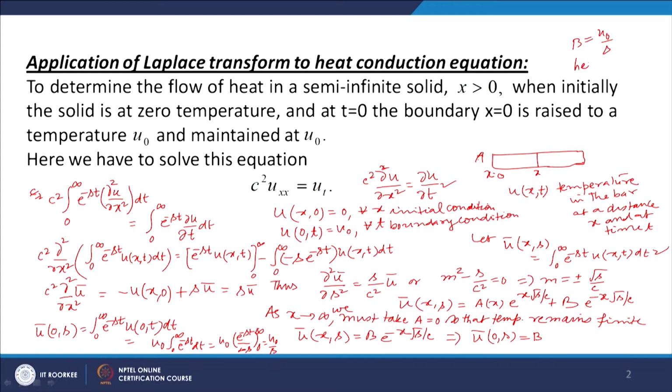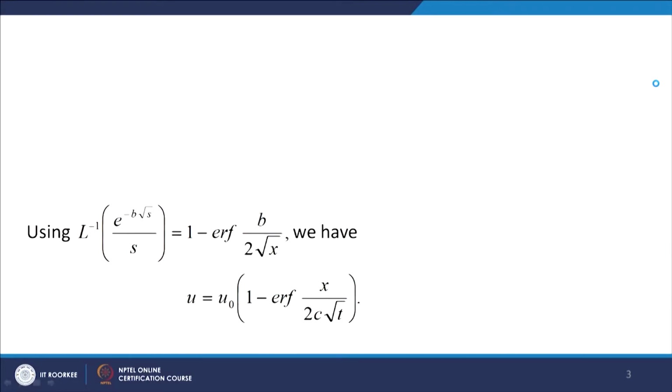and hence ū(x,s) is equal to (u₀/s) e^(-x√s/c). Okay, so we get this. So we get ū(x,s) = (u₀/s) e^(-x√s/c). Now let us take the inverse Laplace transform of this.